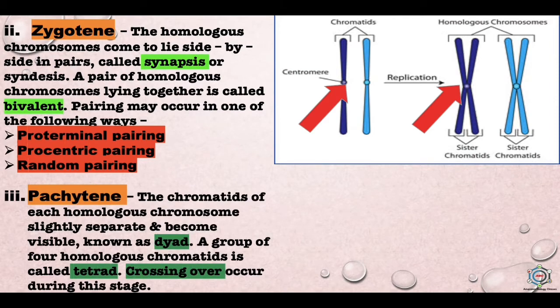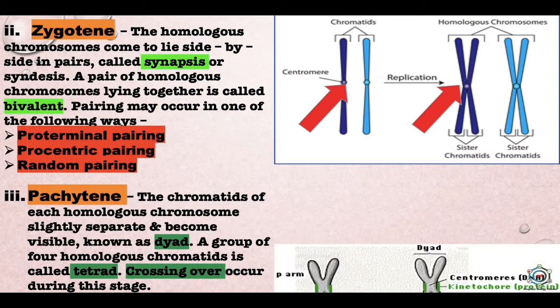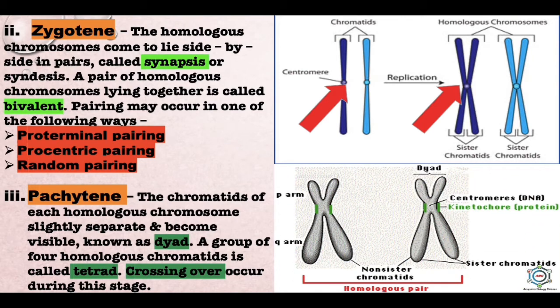Now the pachytene stage. The chromatids of each homologous chromosome slightly separate and become visible, known as a dyad. This stage is after zygotene, and a group of 4 homologous chromatids is called a tetrad. The crossing over occurs during this stage. In this picture you see the 2 chromatids of the same chromosome are called sister chromatids, while the 2 homologous chromatids are known as non-sister chromatids. So the chromatids of the same chromosome are sisters, while those from different chromosomes are non-sister chromatids.